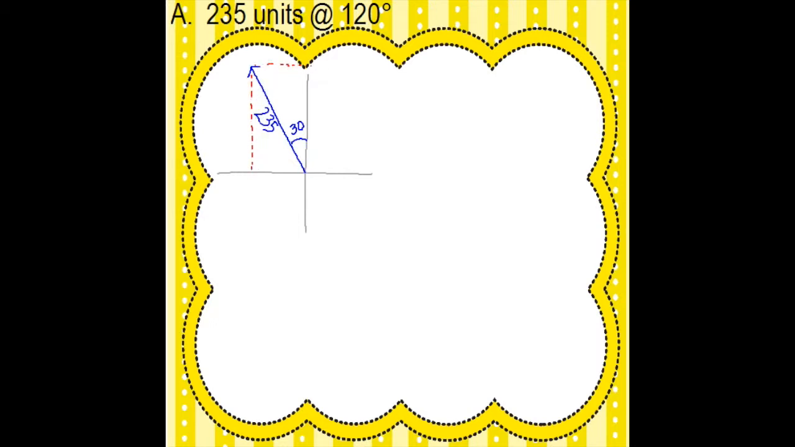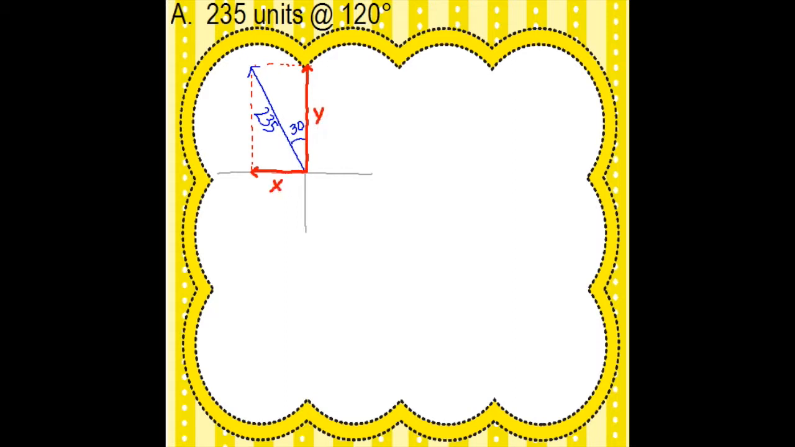I draw my rectangle, or my parallelogram, where this vector was the diagonal of it, and that shows me how long to draw my components. I know you can probably get the right answers without a good sketch, but we're building a skill here. We're building a skill for when we start our free body diagrams later in Chapter 4.